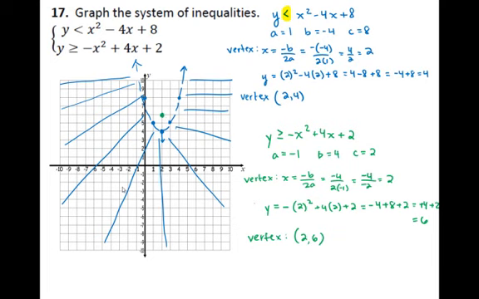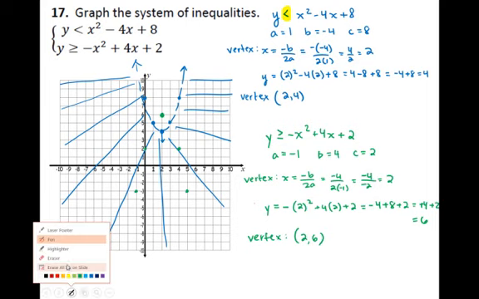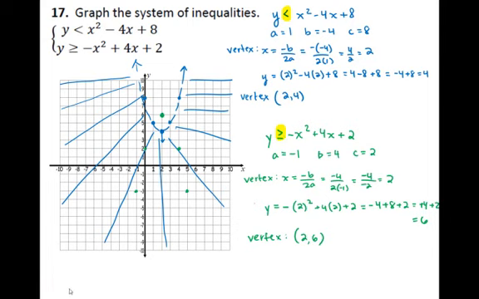Okay, this parabola has been reflected. 1, 1, 2, 4, 3, 9. This time I'm going to go back. I'm noticing that this is a greater than or equal to, so this would be a solid parabola. Greater than or equal to means I'm going to draw an arrow going up.